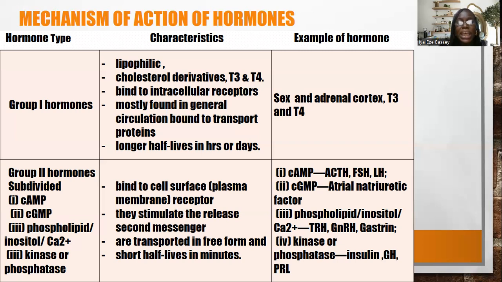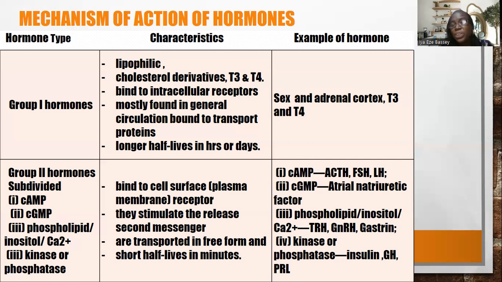and they are divided into 4 groups: those who have cAMP as the second messenger, those who have cGMP as their second messenger, those who have phospholipids, inositol or calcium as a second messenger, and those who have kinase or phosphatase as their second messenger. Examples of those who have cAMP as a second messenger include your adrenocorticotropic hormone, your follicle stimulating hormone, your luteinizing hormone. Those that have cGMP as their second messenger are the atrial natriuretic factor.